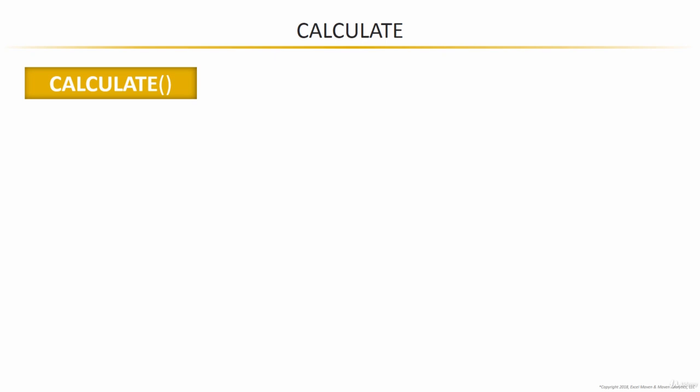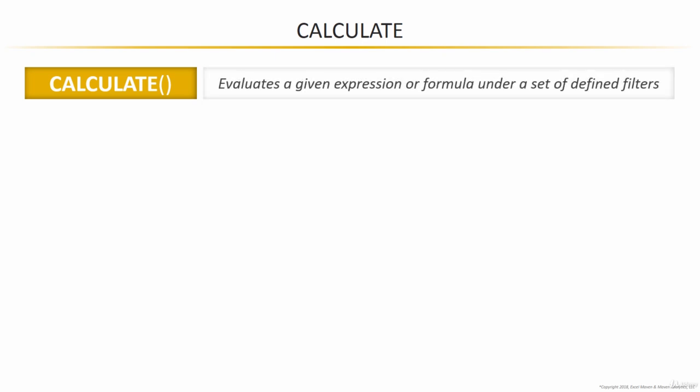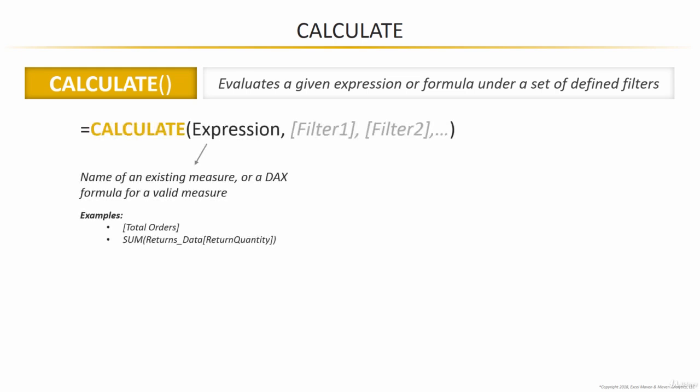CALCULATE on its own, pretty straightforward. It evaluates an expression or formula under a set of defined filters. So here's what it looks like. You've got your expression argument first. This could be the name of a measure, or it could be a DAX formula that could create a valid measure. So you could plug in your total orders measure there, or a SUM function of the return quantity from your returns data table, both totally valid options.